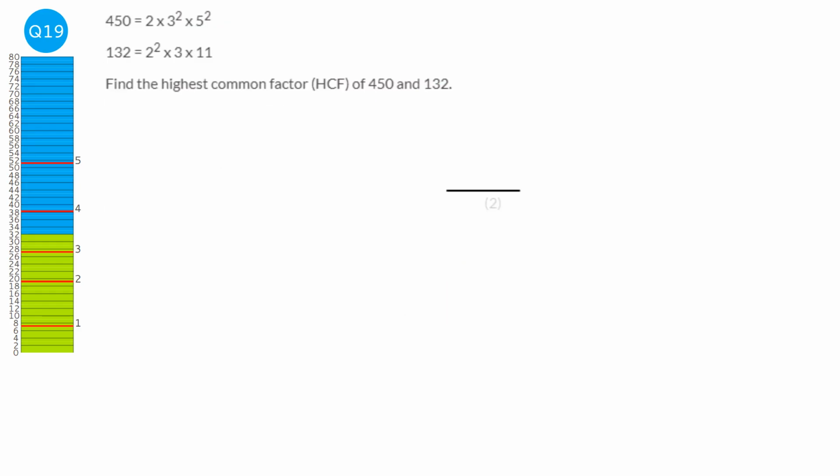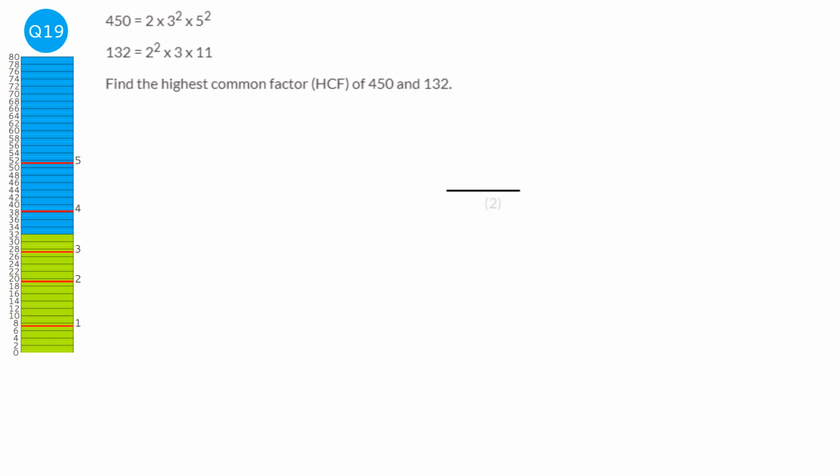This looks like it's a really tricky question, and it is a little bit tricky, but it's a little bit easier than maybe it looks. The highest common factor is found when you have the prime factors, which we do, of 2 numbers, and you put them into a Venn diagram. Then you can find the highest common factor by multiplying all the numbers in the overlap.